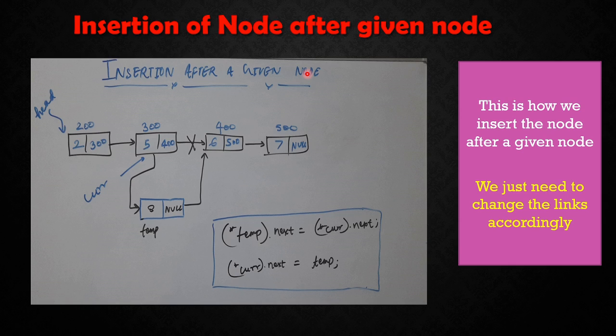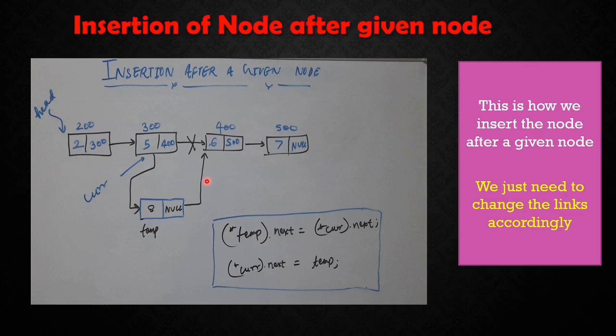Here you can see a single linked list, and in this I'm going to insert this node with value 8 after the node with value 5. To do that, we just need to play with some links, that means we just need to change some links. So first we need to remove this link, and then we need to create these two links.